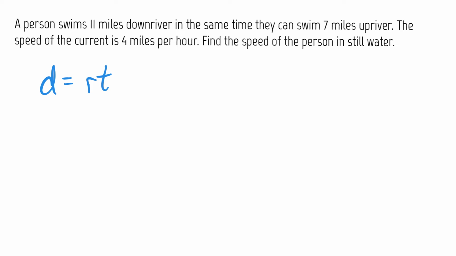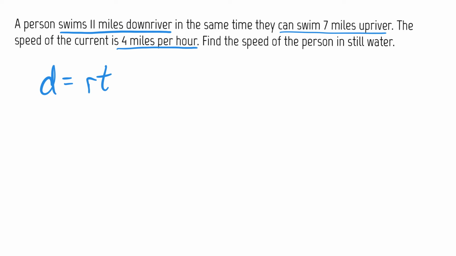It says a person swims 11 miles down river. In the same time, they can swim 7 miles upriver. So right there, we're talking about their distance, right? The speed of the current is 4 miles per hour. So what we're looking for here is trying to find the rate of either of these two.